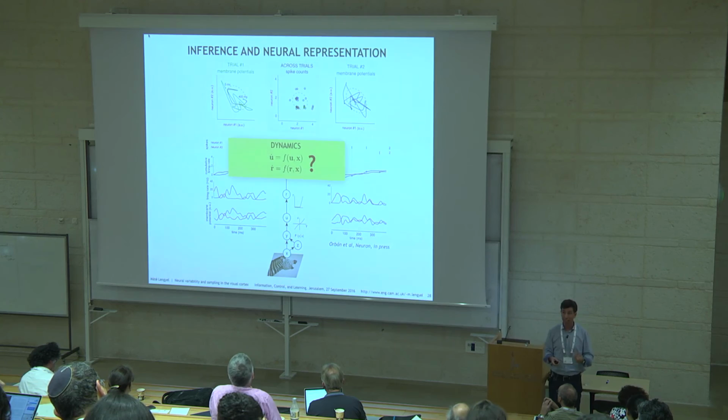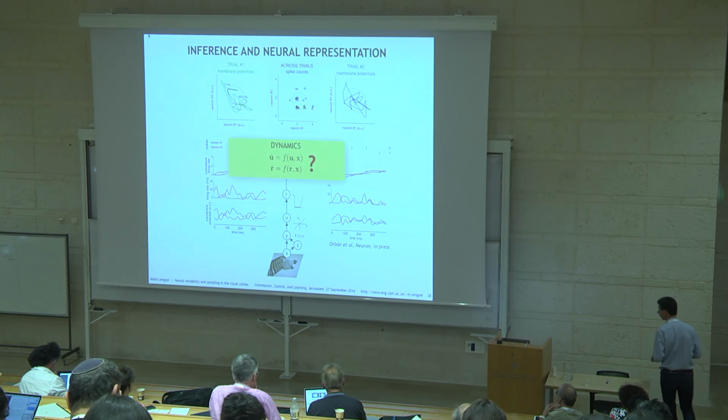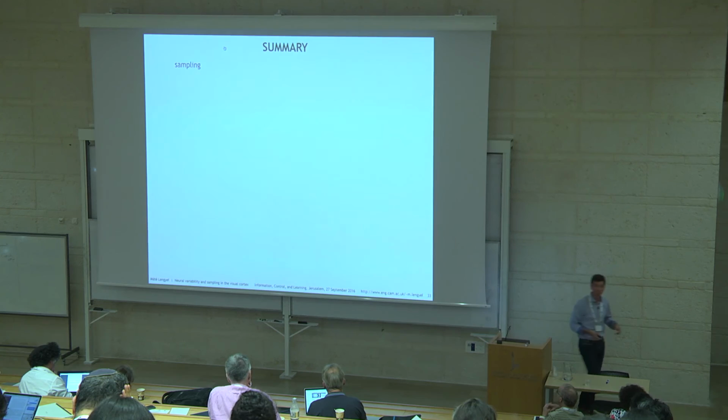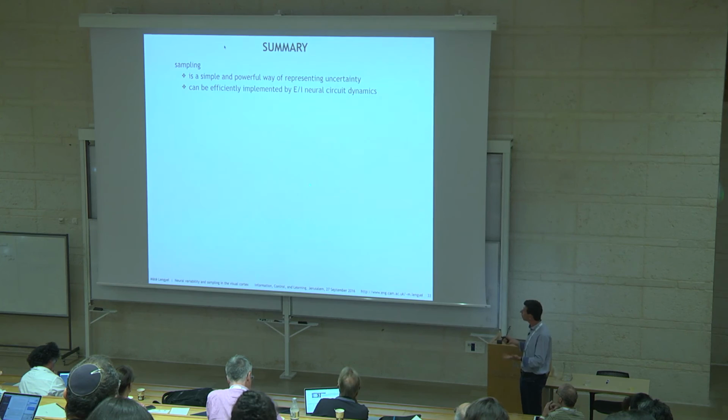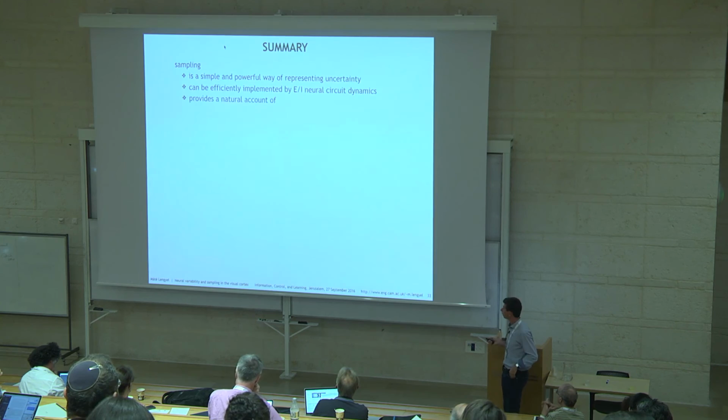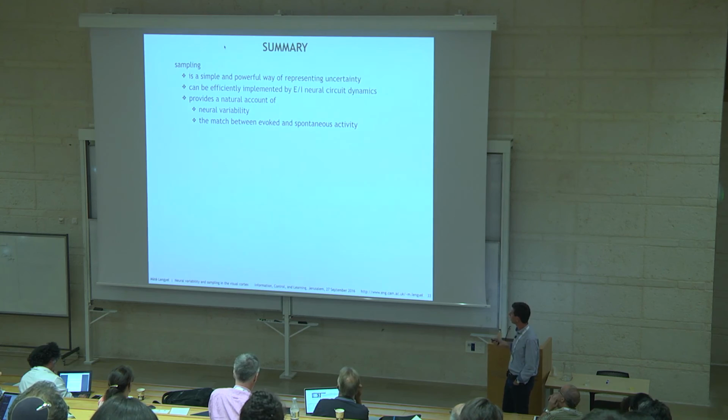And so that's something that we are working on currently. And if you're interested, I'm very happy to talk about some of the preliminary work that we have done, but for now, I'll stop here and just summarize. So I was arguing that sampling, or Markov chain Monte Carlo in particular, is a simple and powerful way of representing uncertainty, and can be efficiently implemented by neural circuit dynamics. That's a bit that I haven't got time to show you, but there are some backup slides if you're interested. And it provides a natural account of neural variability, and the match between evoked and spontaneous activity.